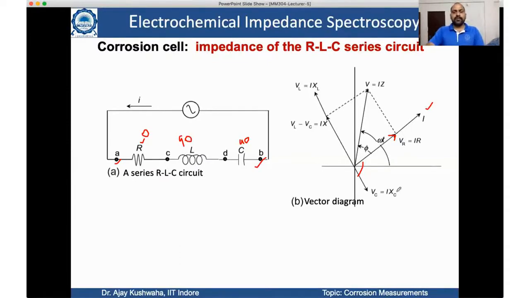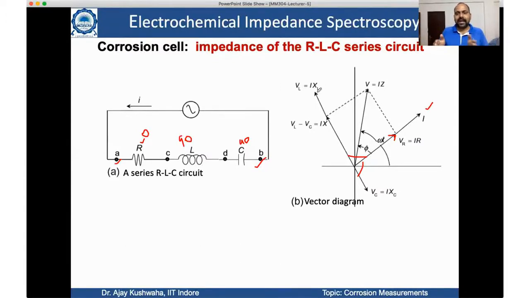Now see the third component. The third component is your inductor. So in the inductance case, your voltage is ahead of the current by 90°. So see here, this is the inductance voltage which is ahead of the current by 90°, and if current flows through the inductor, then voltage will be VL is equal to IXL. Okay, done.